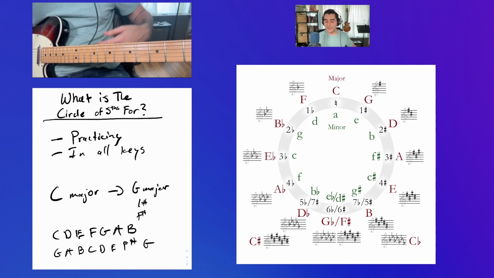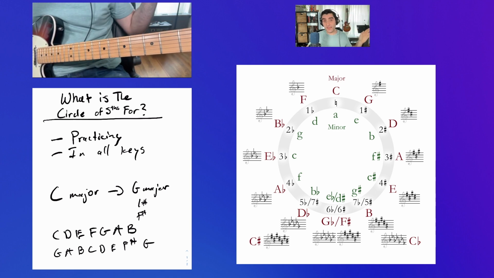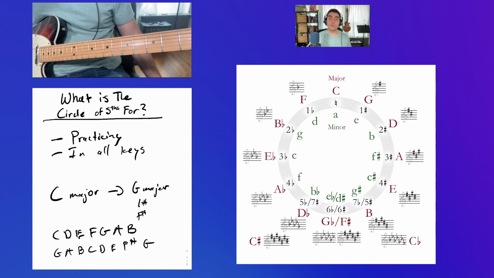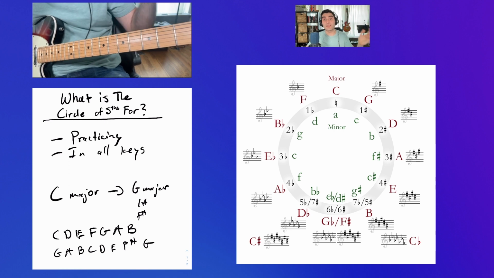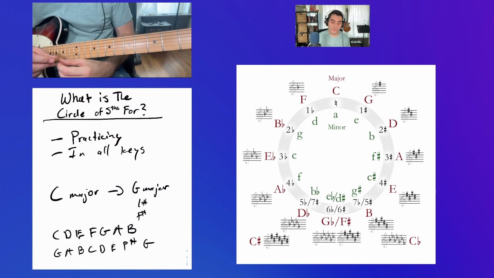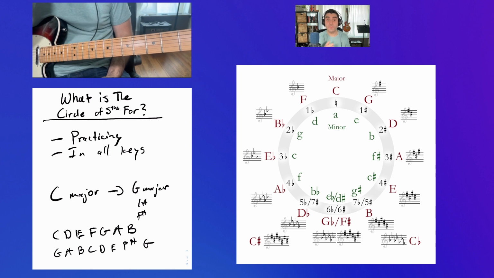Okay? So that's the same thing too when we go to the left or counterclockwise on the circle of fifths. So from the key of C major to the key of F major, instead of adding a sharp, we add a flat. So the key of F major only has one flat in it, and it actually happens to be B flat.